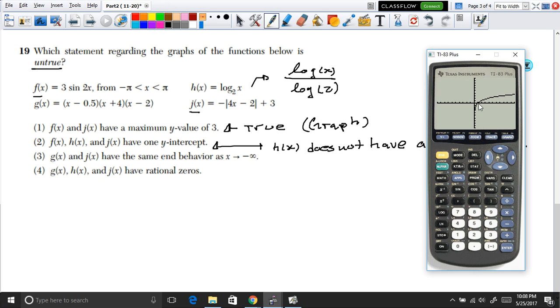That's one of the properties of the logarithm. The logarithm can never be 0 or below 0 in its input, because we're talking about log here. So that means this is a false statement because of h of x. H of x is a log, and the log does not touch the y-intercept. So that makes the whole statement false.